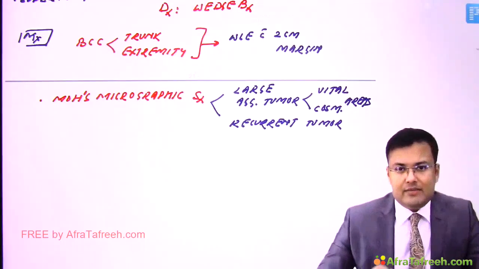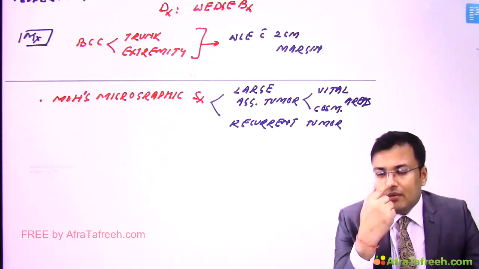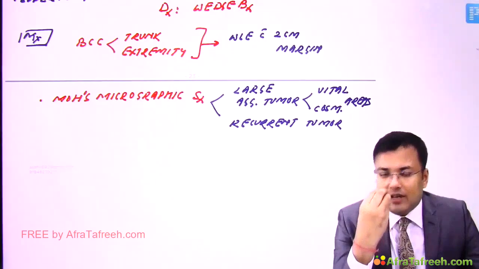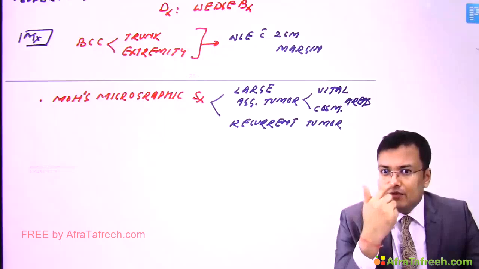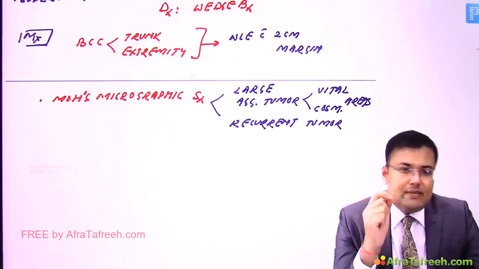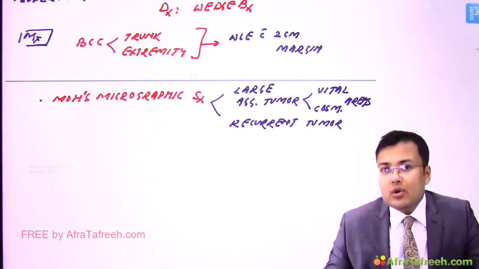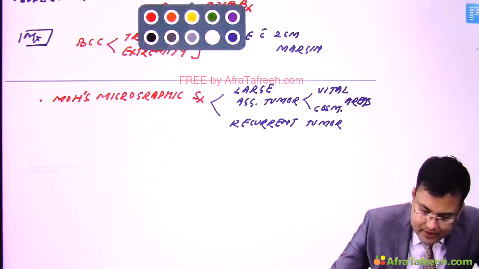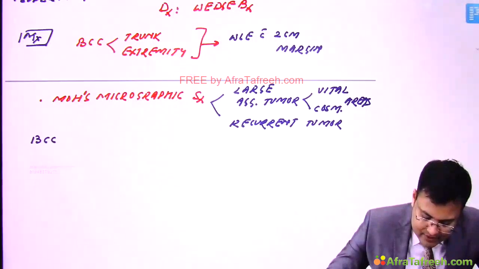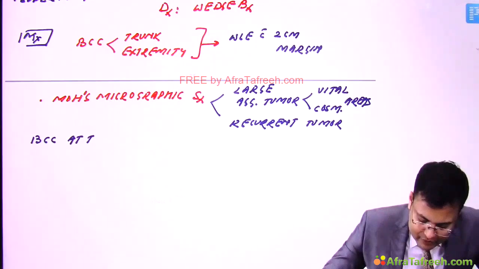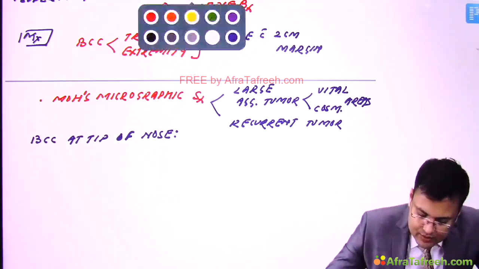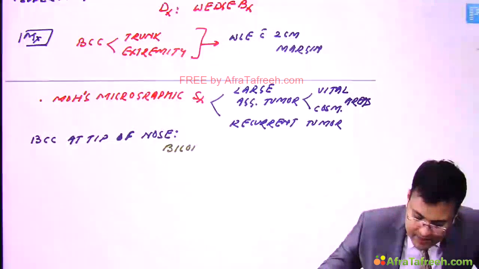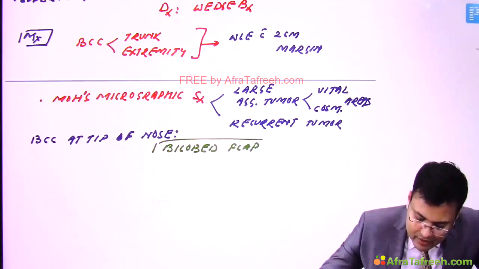There was one question in NEET PG that if there is basal cell carcinoma present at the tip of nose, we go for wide local excision, and with which flap we are going to cover it? Which kind of flap is used for this kind of basal cell carcinoma which is present at the tip of nose? It is the bilobed flap. Clear? So which flap is used? You have to remember the name, bilobed flap. So we use bilobed flap.